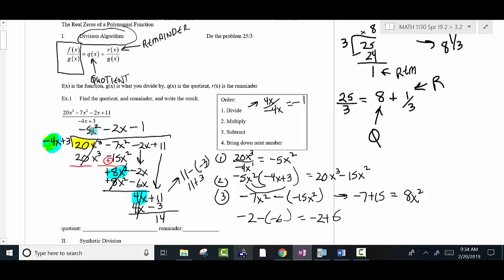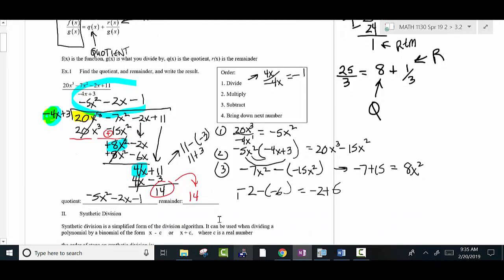The quotient is this part right here. So the quotient is negative 5x to the second minus 2x minus 1. The remainder is the 14, like that. Okay, so that would be how you would do that by long division.